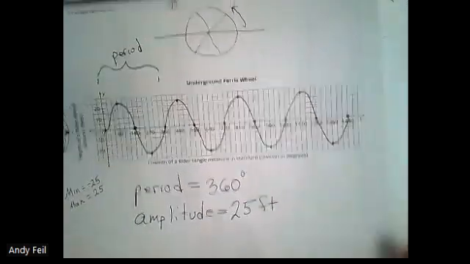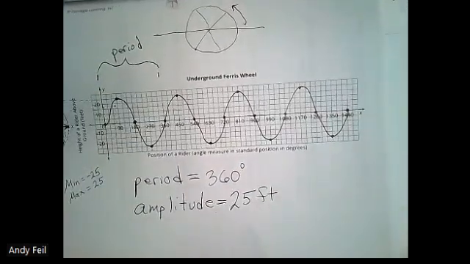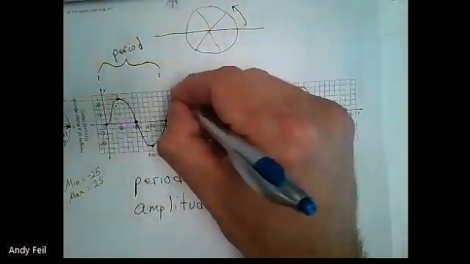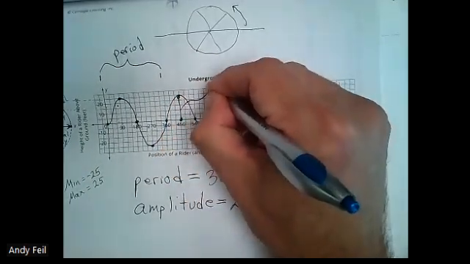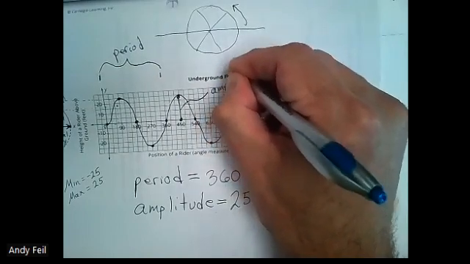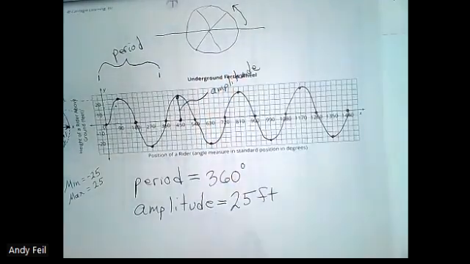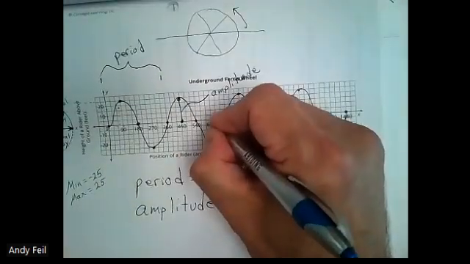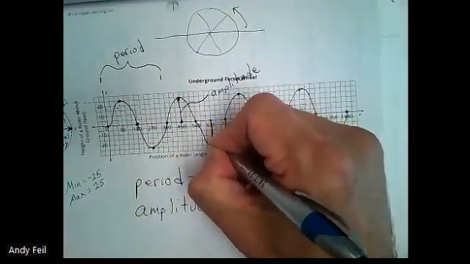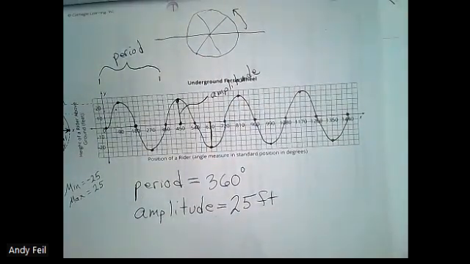Oh, yeah, sorry about that. So the amplitude is this distance. It's like from here to there. Right there. That's the amplitude. Or you could say from there to there. It doesn't have to be on the positive side. The amplitude is just the distance from there to there.